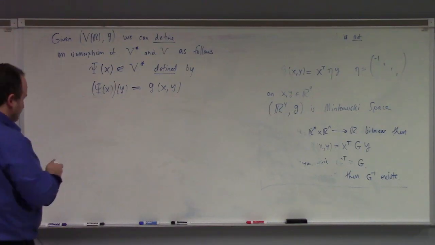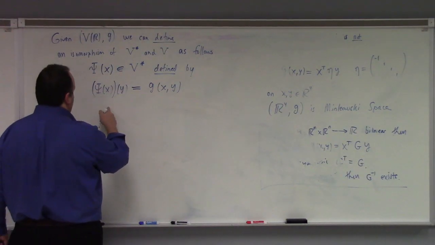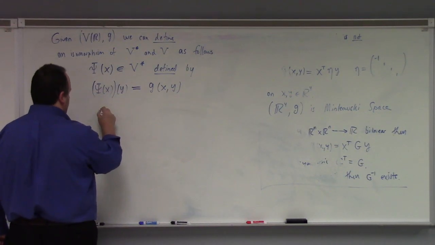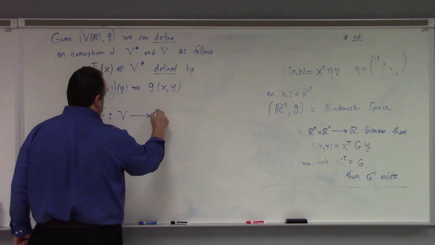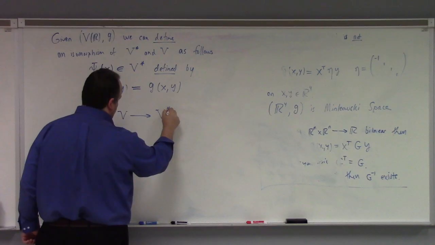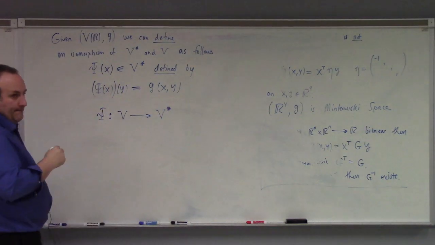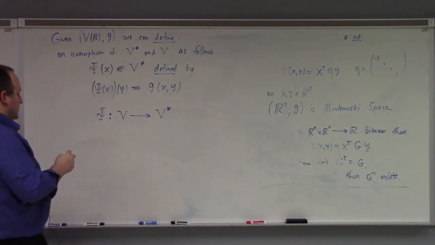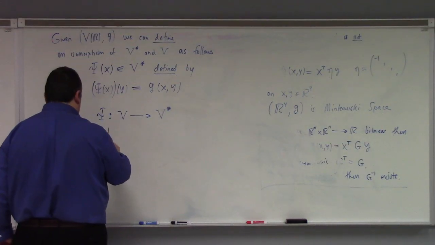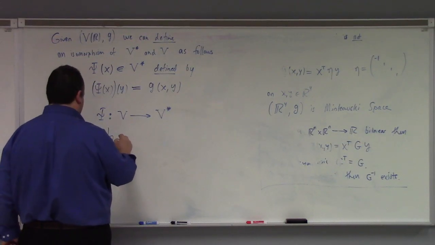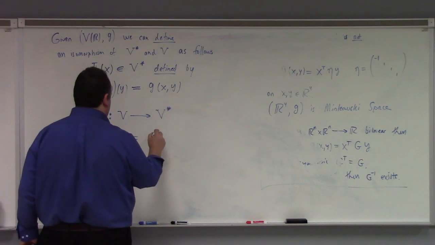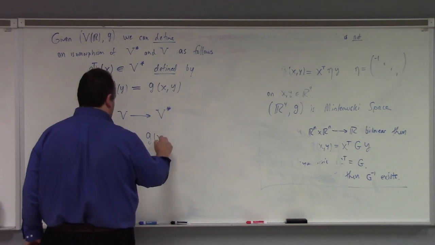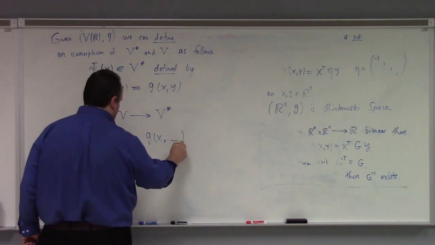And so basically this psi I'm defining is mapping from where to where. It's going from V to V dual, all right? And so the typical notation for this is the flat. The flat of x is equal to G of x comma whatever.